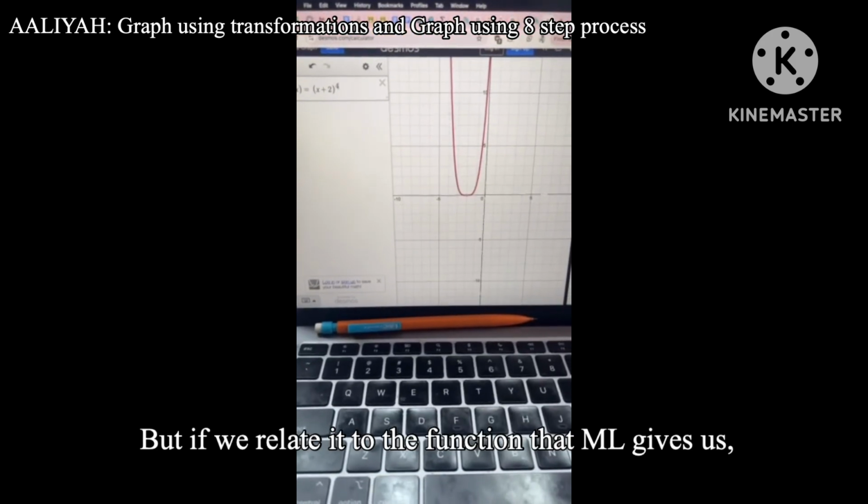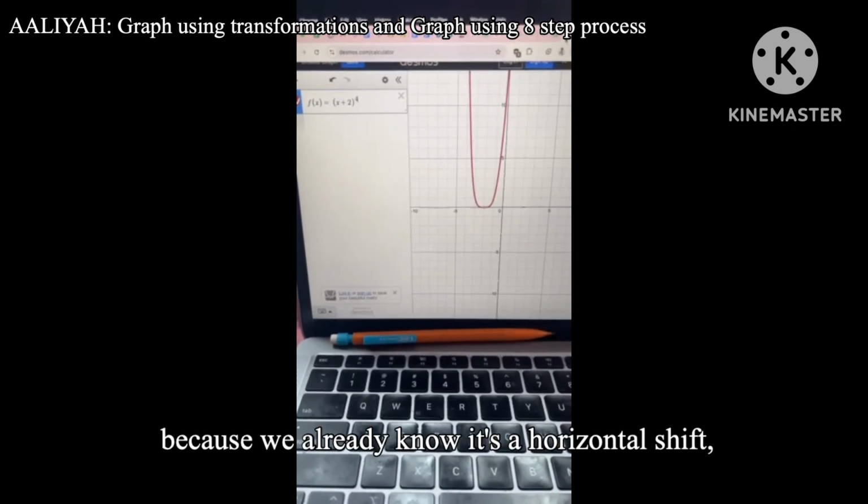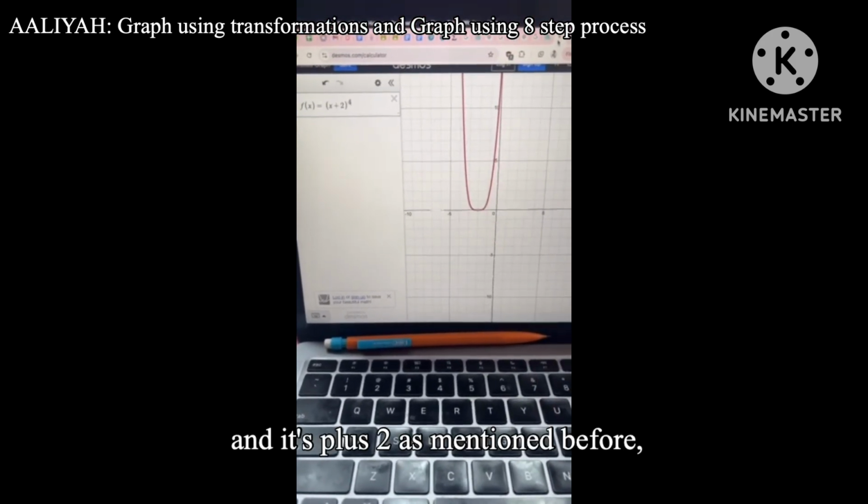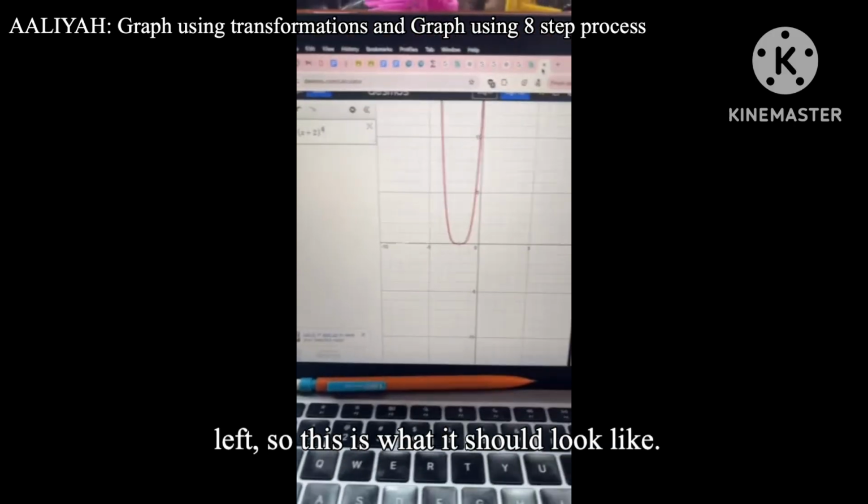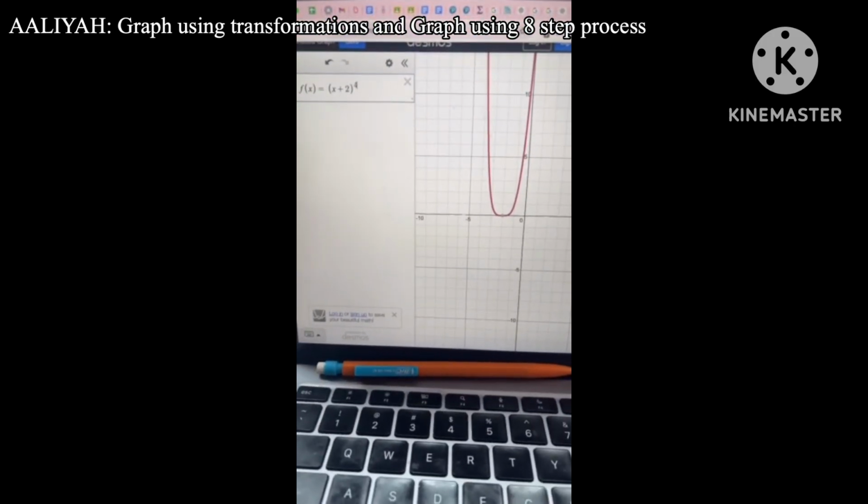But if we relate it to the function that they give us, because we already know it's a horizontal shift, and it's plus 2, as mentioned before, we're going to move our graph 2 units to the left. So this is what it should look like. And there you go, now you know how to graph with transformations.